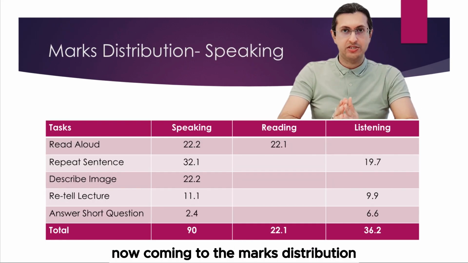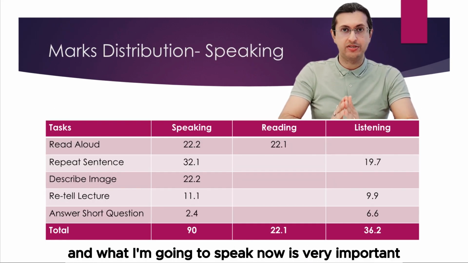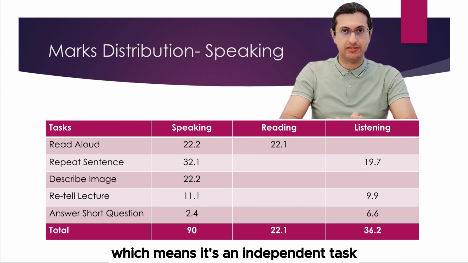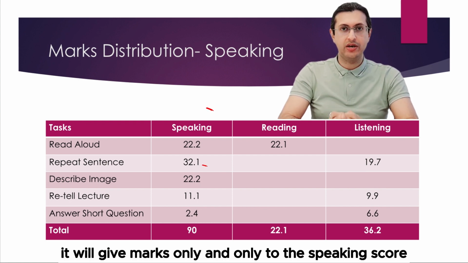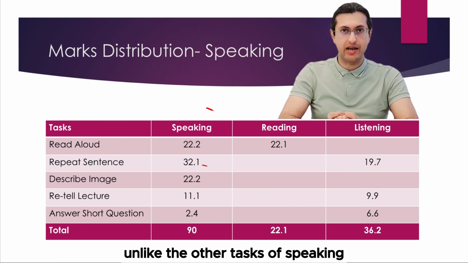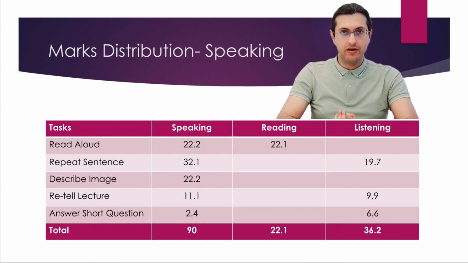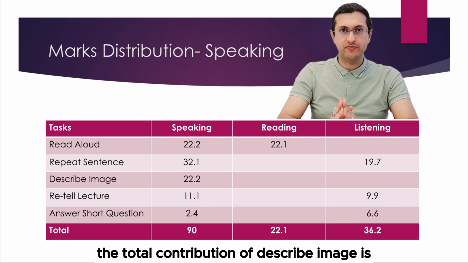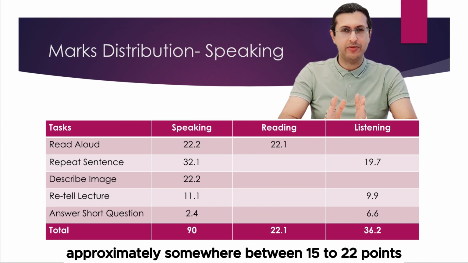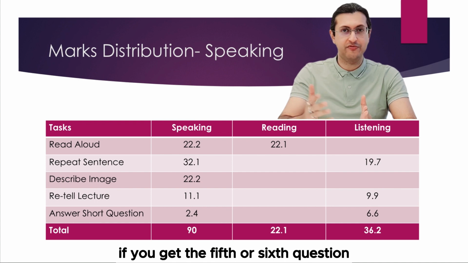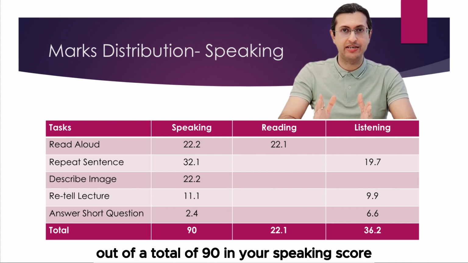Now, coming to the marks distribution, and what I'm going to speak now is very important. This task is strictly speaking a pure speaking task, which means it's an independent task. It will give marks only and only to the speaking score, unlike the other tasks of speaking, all of which are integrated tasks. Out of 90 points, the total contribution of describe image is approximately somewhere between 15 to 22 points, 15 being the lowest, and 20 to 22 points, or maybe 25 points if you get the fifth or sixth question, out of a total of 90 in your speaking score.